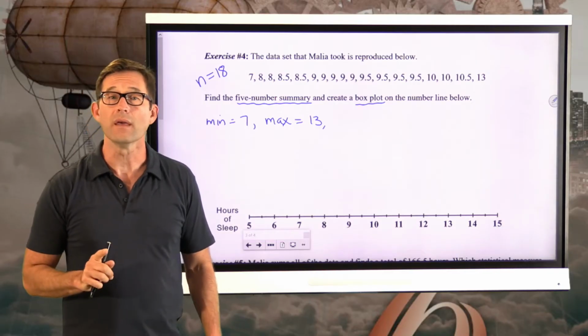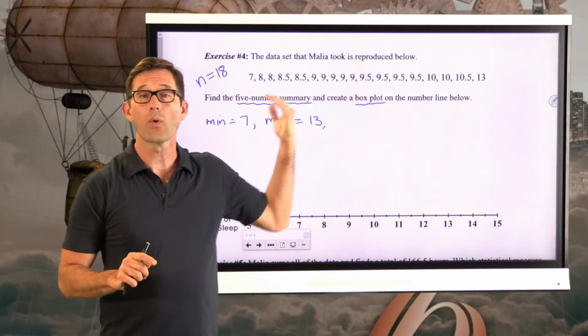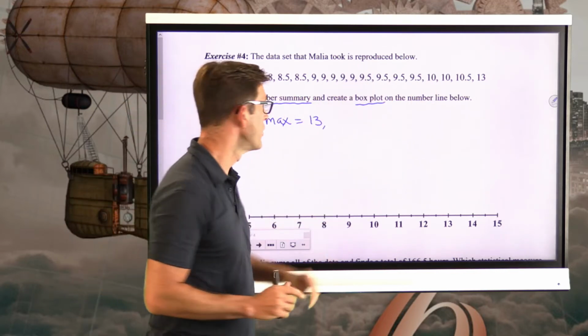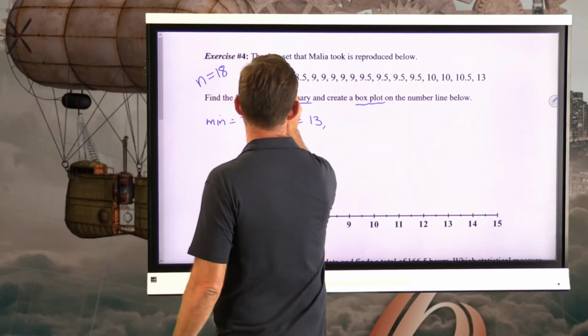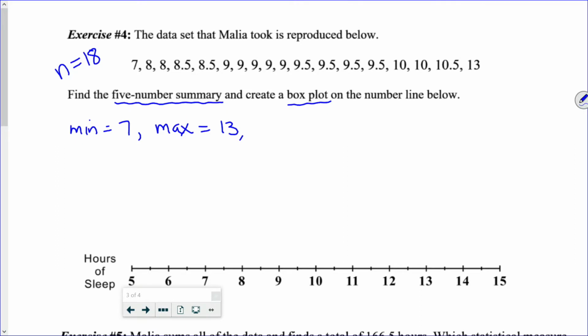So to find the median, what we're going to do is divide the lower 9 and the upper 9, right? So 1, 2, 3, 4, 5, 6, 7, 8, 9, right? And that's easy then. The median would be the average of these two, but the average of 9 and 9 is just 9, right?